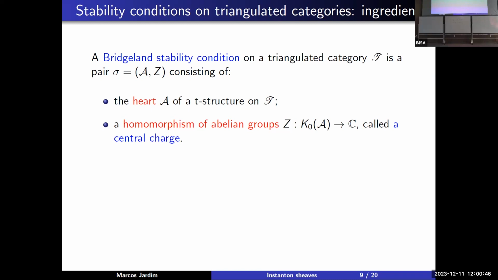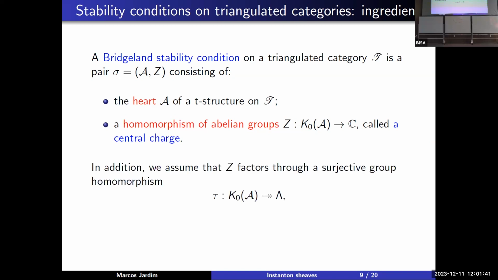So maybe I won't spend too much time talking about Bridgeland stability. Bridgeland stability is a notion of stability not only on an abelian category, like the abelian category of coherent sheaves, but on some triangulated category. Bridgeland stability takes two ingredients: the heart of a t-structure, some abelian subcategory of your triangulated category T, and some homomorphism called the central charge, from the Grothendieck group of the abelian category, which of course matches the Grothendieck group of T, to the complex numbers. So this is the central charge.